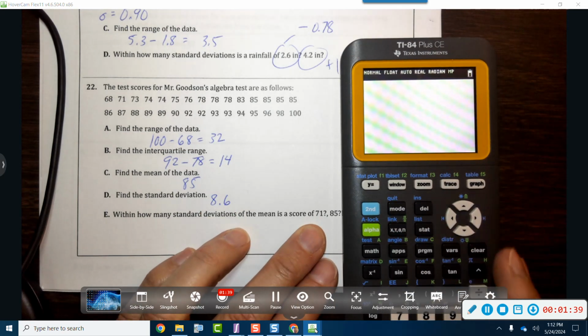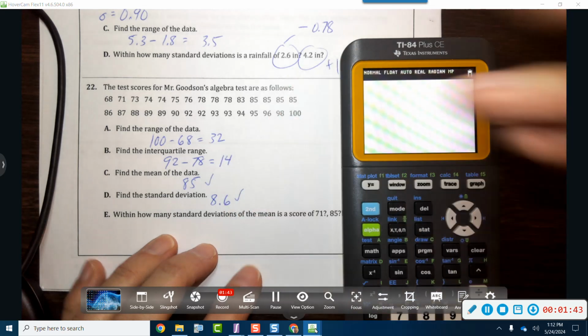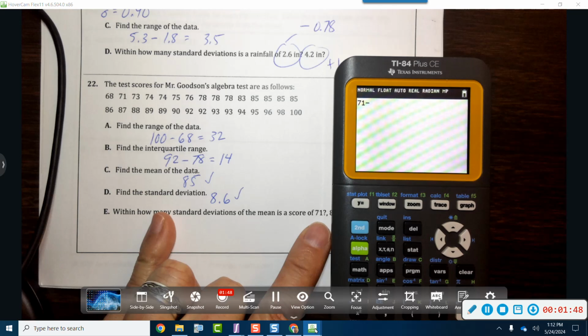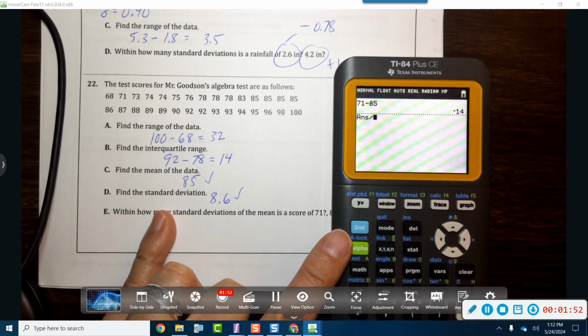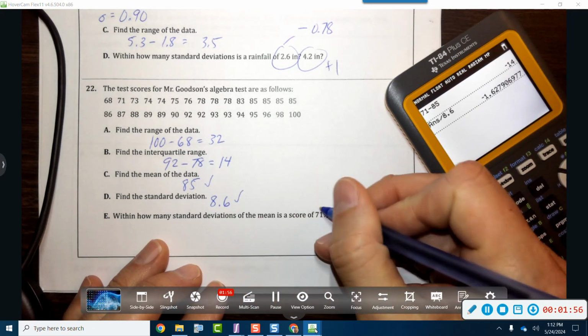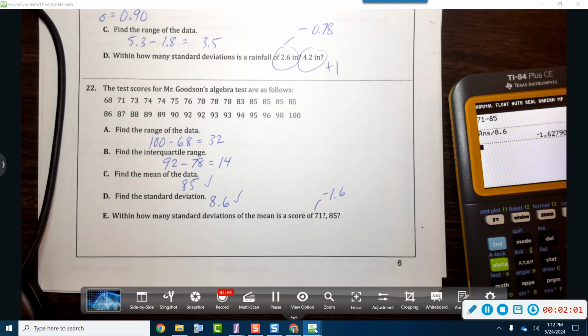Now that we have the mean and the standard deviation, we can find out if someone scored a 71. We're going to subtract the mean, then divide by 8.6. So they are negative. This guy is negative 1.6 standard deviations away from the norm. So that's pretty bad, to be almost negative 1.5 standard deviations away.